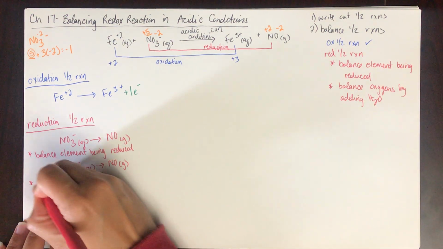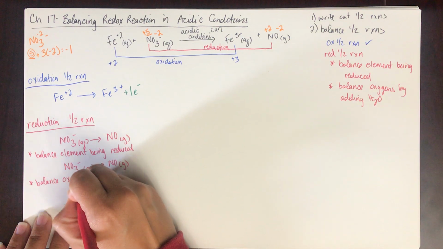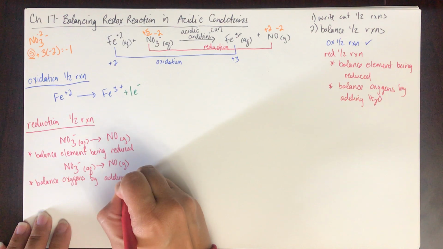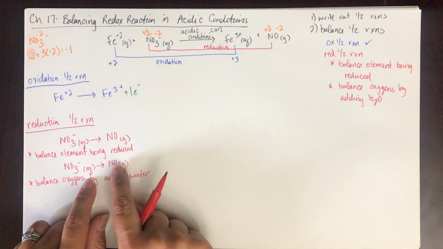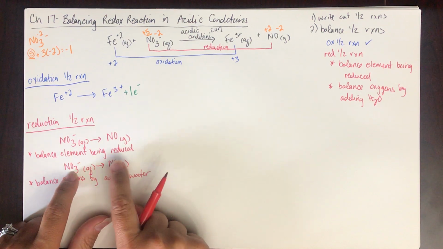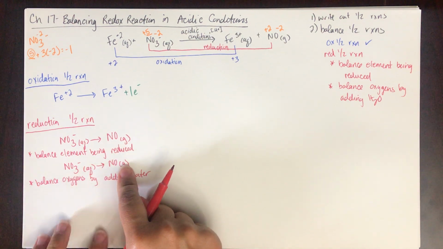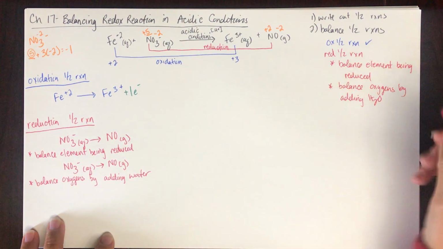So I'll write that again here. Balance oxygens by adding water. So if you look at this side, there's one oxygen. This side, there's 3 oxygens, which means I must need to add 2 waters to the product side to have an equal number of oxygens. So I'm going to say, and this is liquid water.